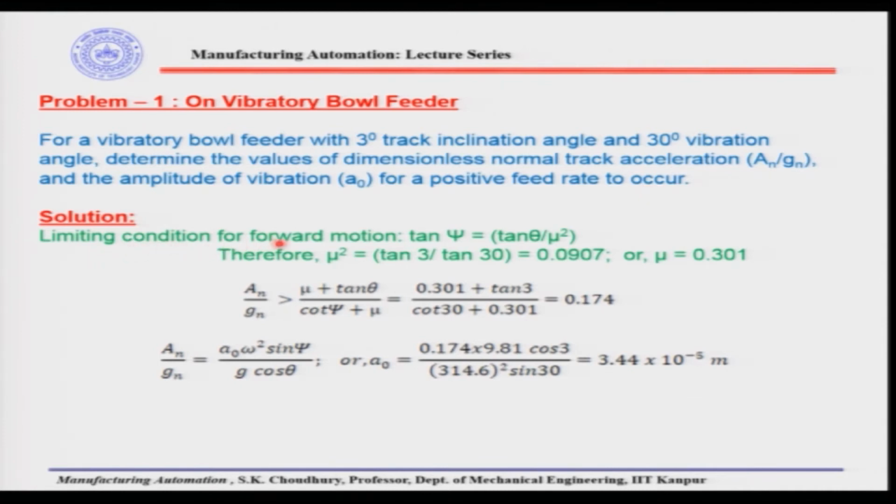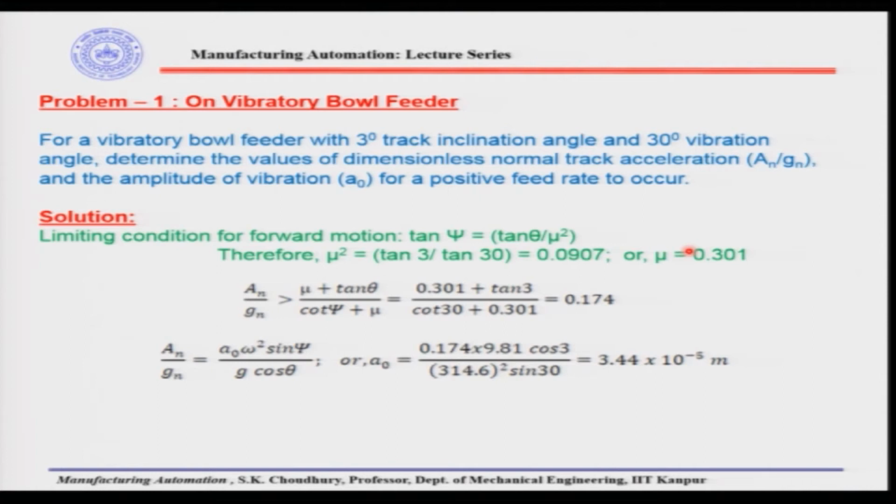So, the limiting condition for forward motion is tan of the vibration angle equals tan theta divided by mu square. You remember that we have done this for the forward motion; finally we got it by simplifying. Therefore, mu square is equal to tan psi divided by tan theta. Psi is given as 3°, this is the vibration angle, and the track inclination angle theta is 30°. So, tan 3 divided by tan 30 will be 0.0907, and therefore, mu will be 0.301. You can find the square root of this.